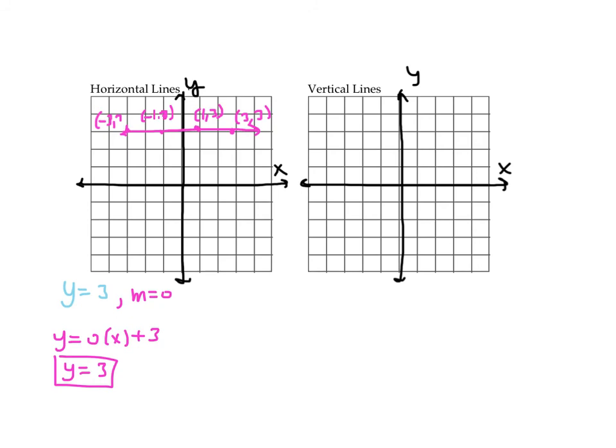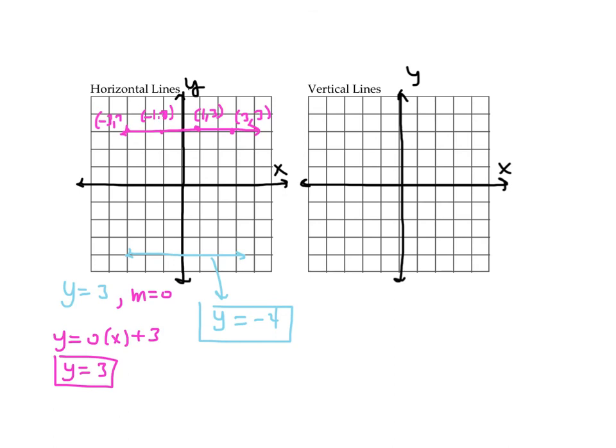If we draw on another horizontal line, if I draw on this line way down here at the bottom, its equation would just simply be y equals negative 4. Again, every point on that line has a y value of negative 4.